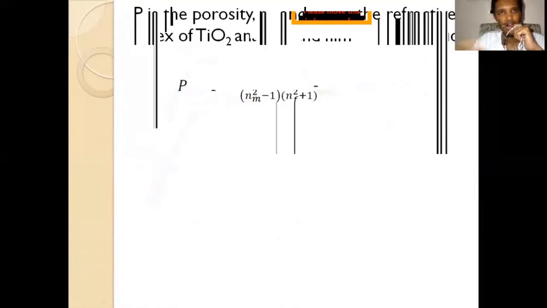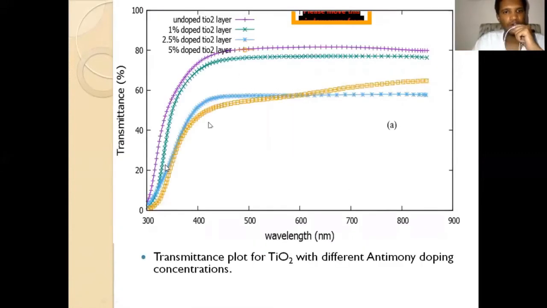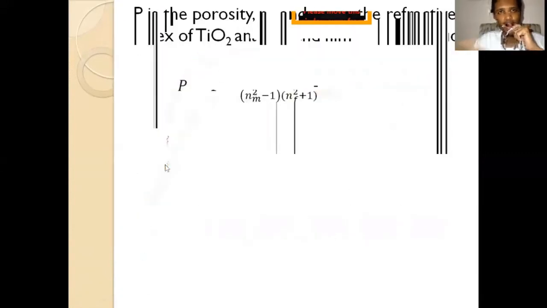So next, we characterized the transmittance of the film for different antimony concentrations. Remember from before, the antimony doping was varied. So for the first one, we had a film that was completely undoped. There was no antimony added here. In here, we had 1% molar concentration for antimony. In here, we had 2.5% molar concentration for antimony, and then 5% molar concentration for antimony.